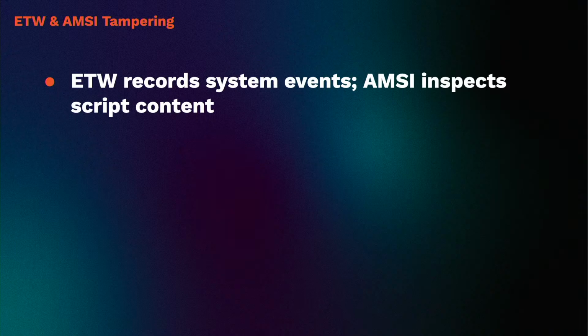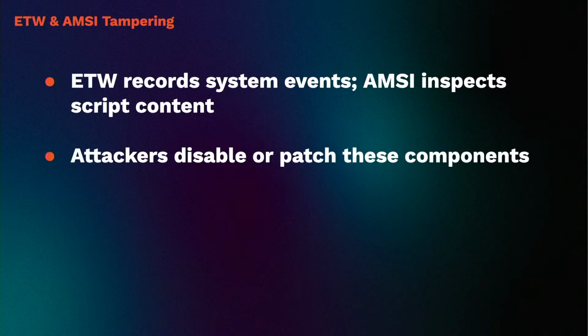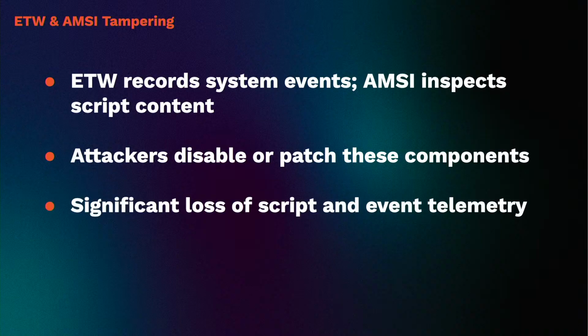And then the AMSI, the anti-malware scanning interface, basically inspects script content, right? So we do know that a lot of malware is in the form of scripts as well. Before they execute, you can actually intercept them at kernel level in the AMSI as well. And we see that attackers try to disable or patch these components, right? So either they'll patch the ETW, ideally it stops creating this telemetry. That means you're not really getting the telemetry that you need for your anti-malware capabilities as well.